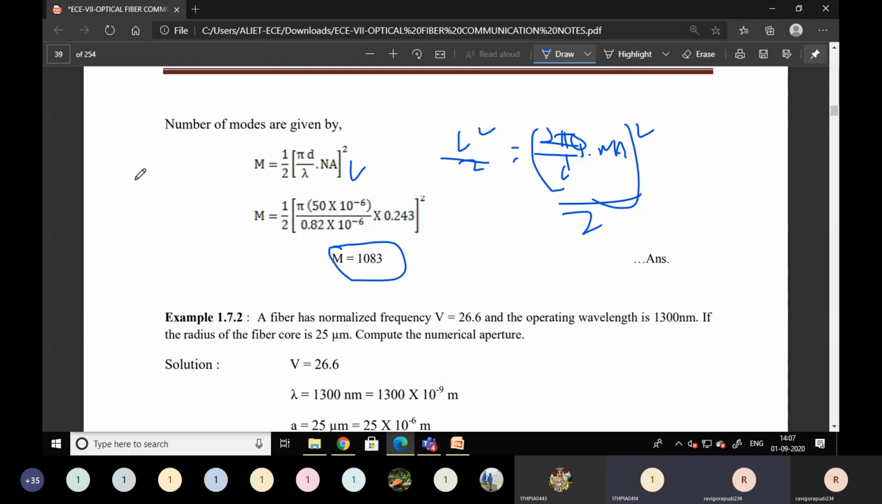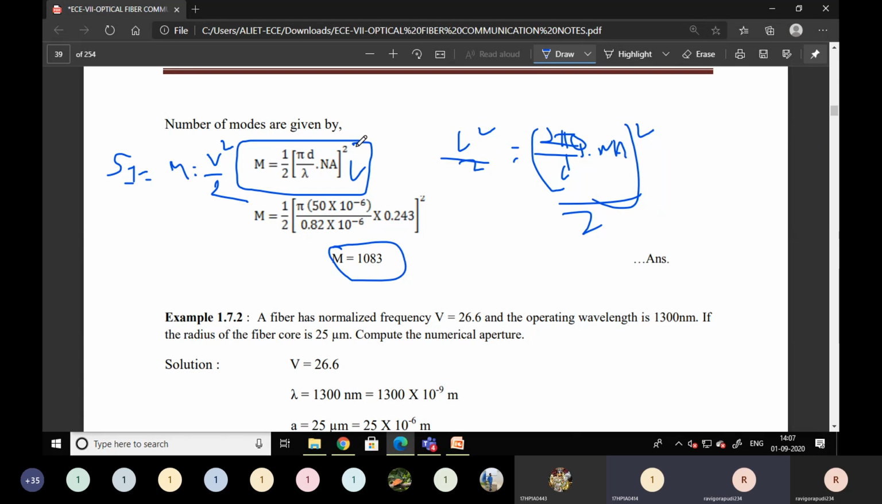First, in the step index fiber, we are taking the M formula as V square by 2. M is equal to V square by 2. In this V, we are going to substitute 2 pi a by lambda into NA. Then you will get this formula.